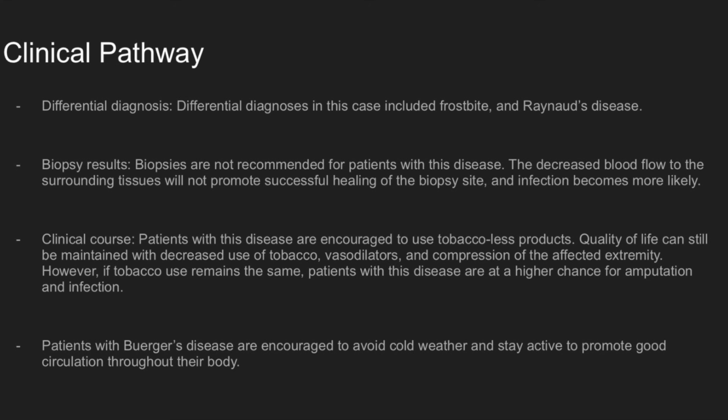Quality of life can still be maintained with decreased use of tobacco, vasodilators, and compression of the affected extremity. However, if tobacco use remains the same, patients with this disease are at a higher chance for amputation. Patients with Buerger's disease are encouraged to avoid cold weather and stay active to promote good circulation throughout their body.